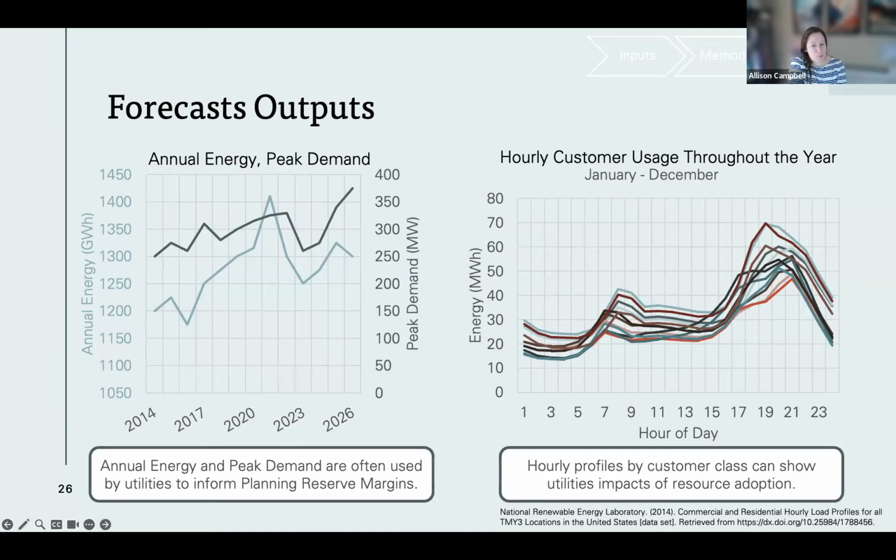Now we'll touch on forecast outputs. We're getting to the end here. So some common outputs would be your annual energy and peak demand. These are often used by utilities to inform your planning reserve margins, which would be used in development of your resource adequacy models. Your hourly customer usage throughout the year. So this is the daily profile and one profile for each month. These hourly profiles by customer class can show utilities the impacts of resource adoption, especially over time.